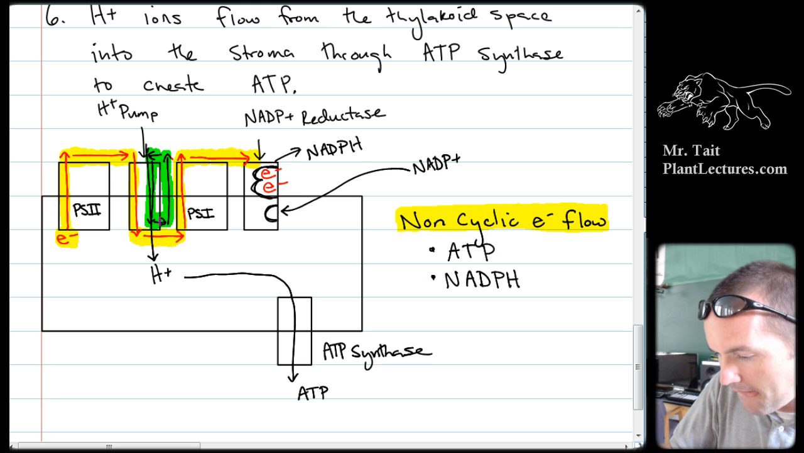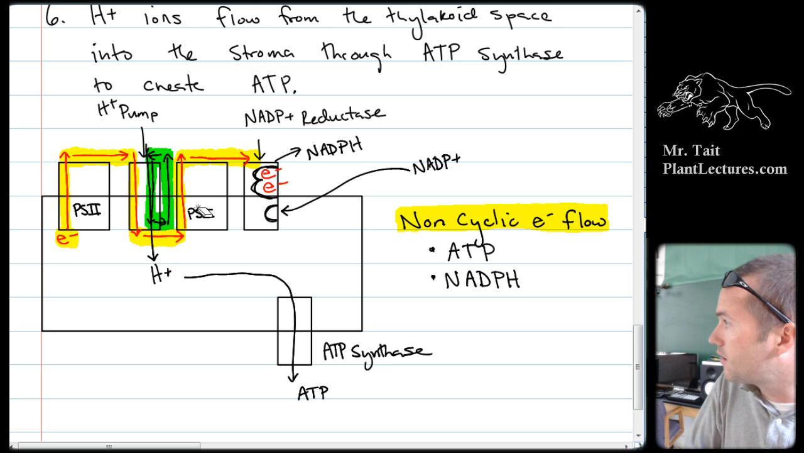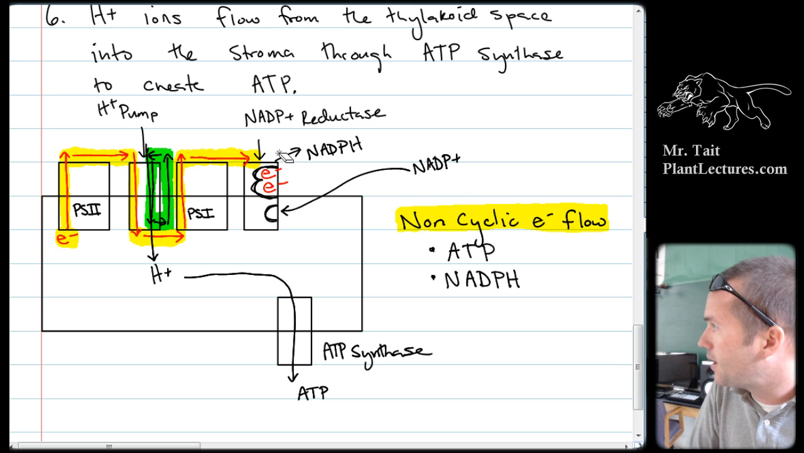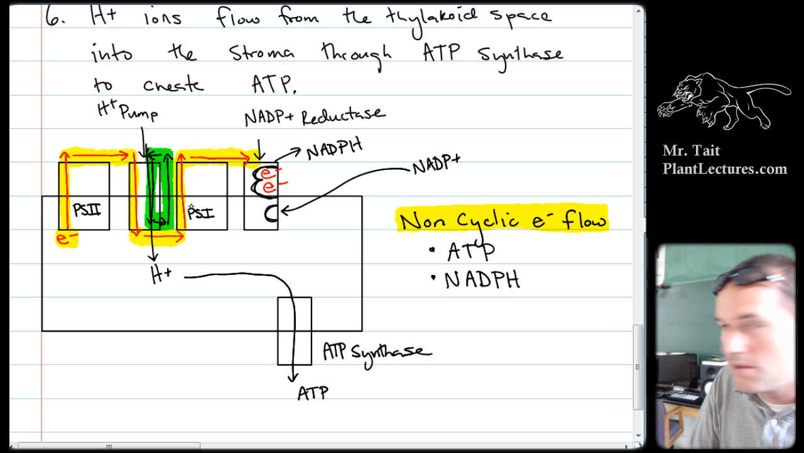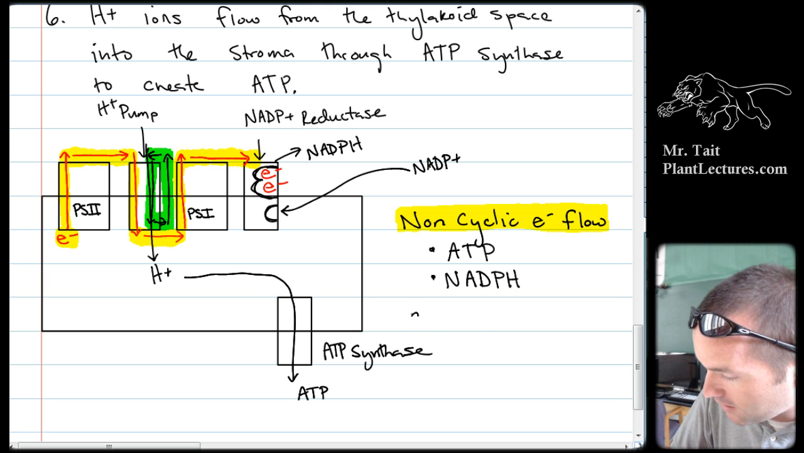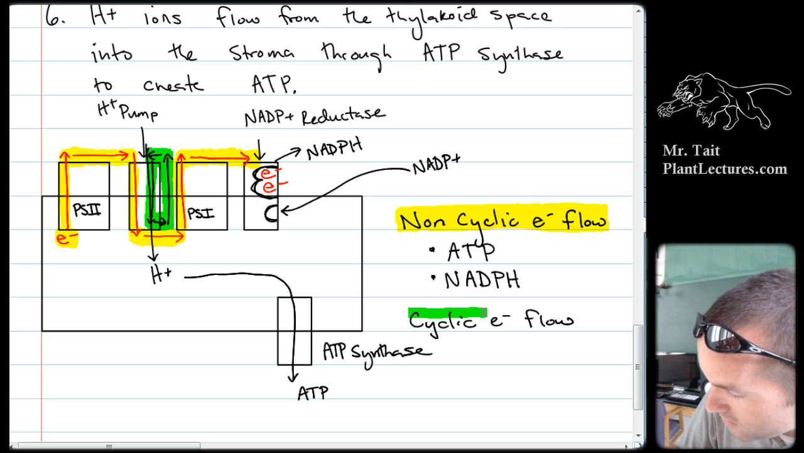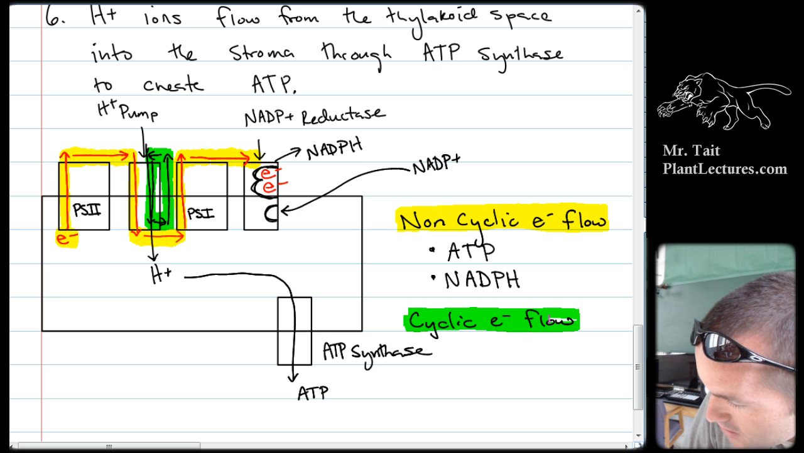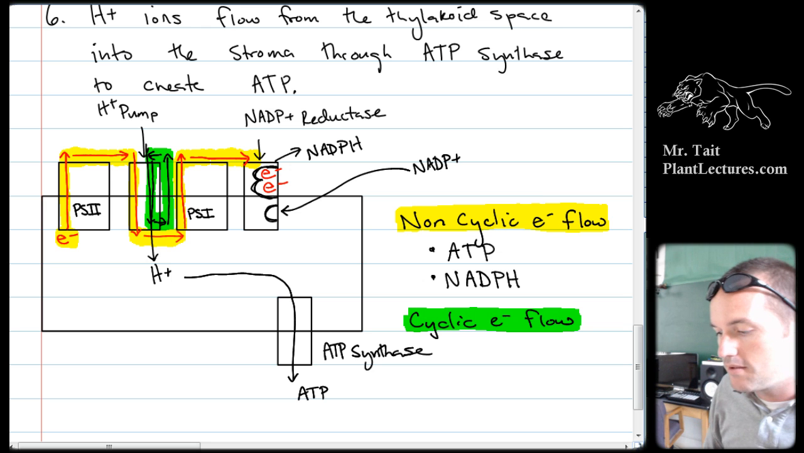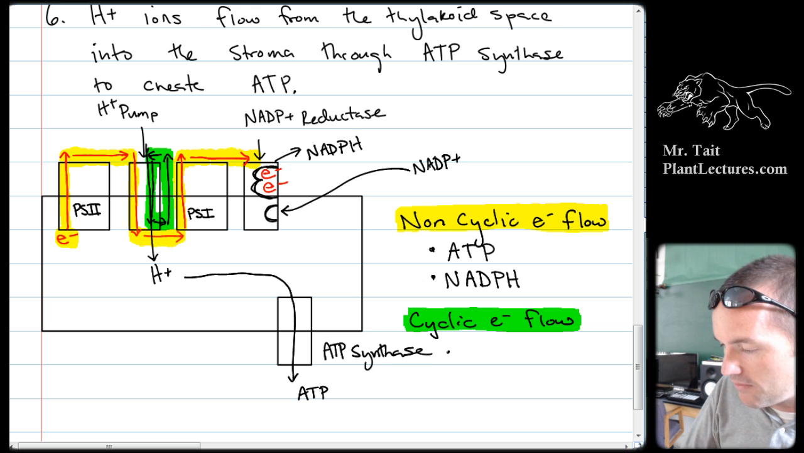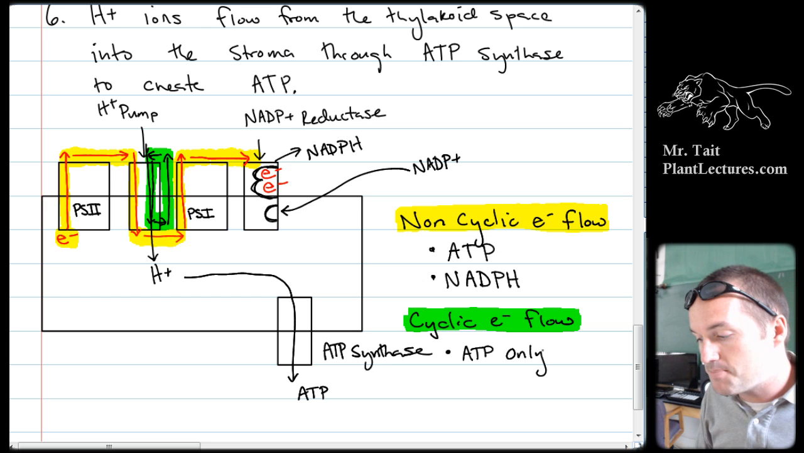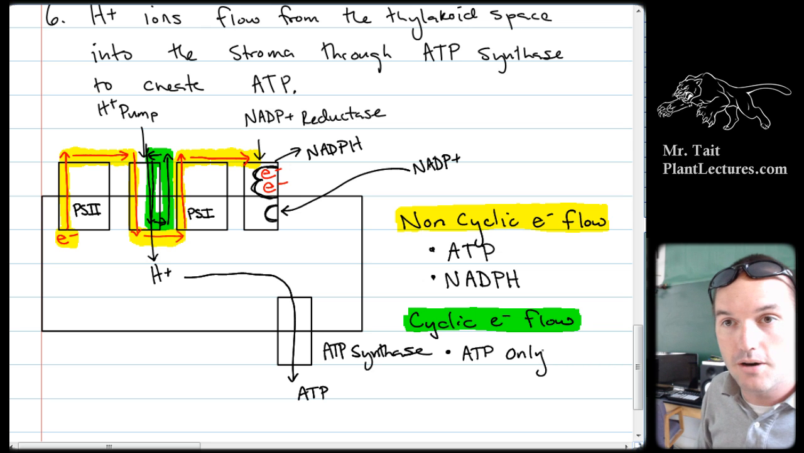How does it send them back to photosystem 1? Yeah, this is photosystem 1 right here. So instead of going this way, it has to just send them this way. And so it sends them in a cycle, right? So that's called cyclic electron flow, because it's a cycle. Cyclic electron flow pumps H plus ions, right? And so what does cyclic electron flow create? ATP only. So in order to get the correct ratio of ATP and NADPH, we have to have the correct ratio of cyclic flow and non-cyclic flow.